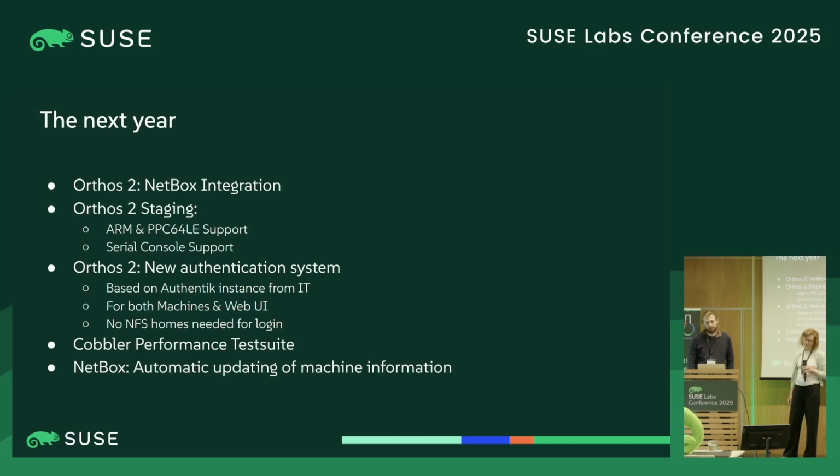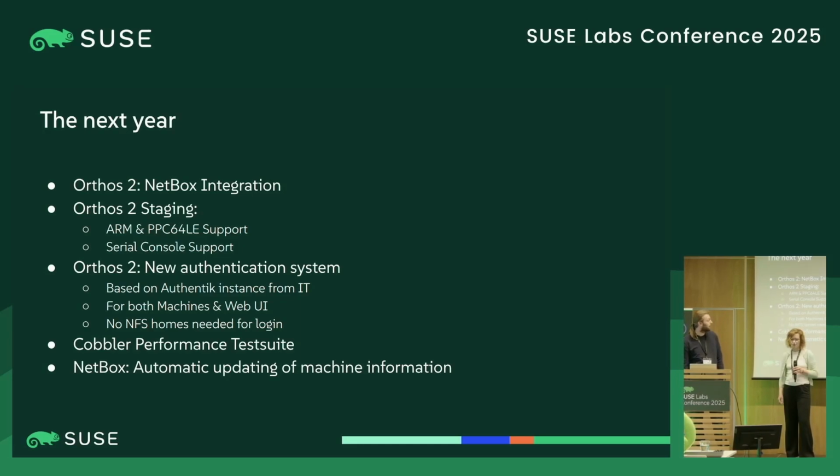Yeah, and now for the next year, so essentially for this year. Currently what I'm working on, and what I will hopefully be able to finish rather soon, is that Orthos will receive Netbox integration. The primary source of data will not be the Orthos database, but instead Netbox, and Orthos will essentially just cache the data in its database to make it searchable. Then we're also actively working on ARM and PowerPC support for the staging instance, so that I don't break production when I roll out a new version.